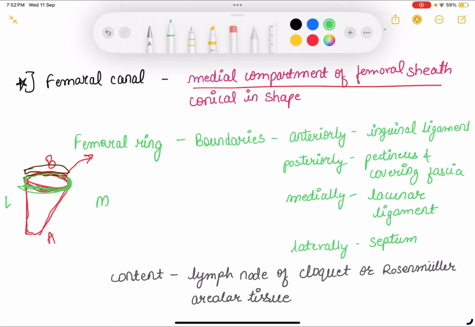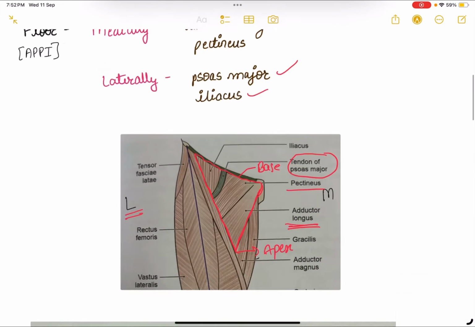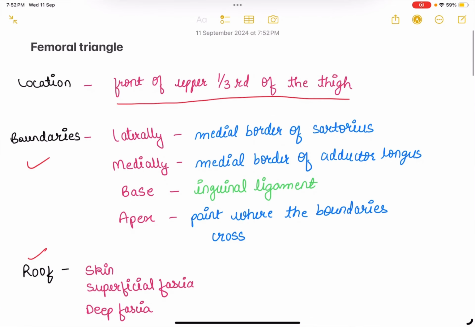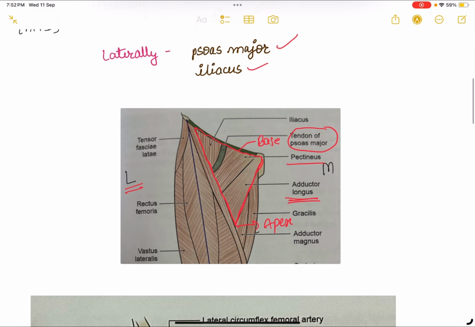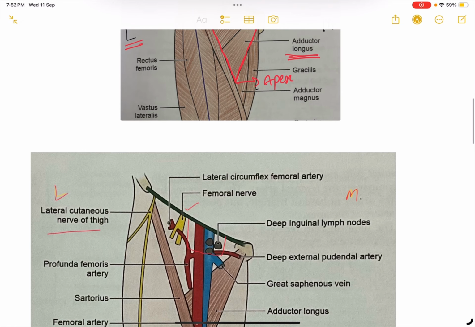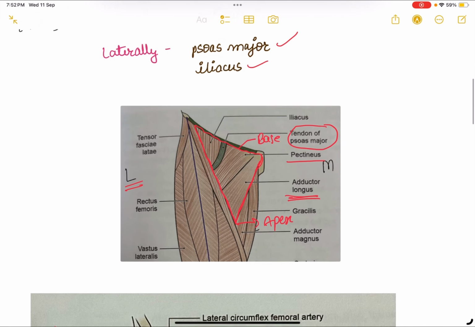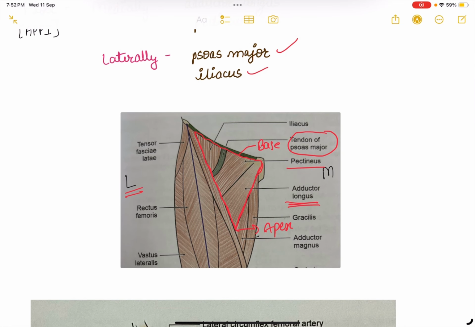This was all about the femoral triangle. In case you get an SAQ or an LAQ, you have to write in the same manner. First you have to write the definition, then describe the boundaries, roof and the floor. You should draw these two diagrams because diagrams are really important when it comes to anatomy.